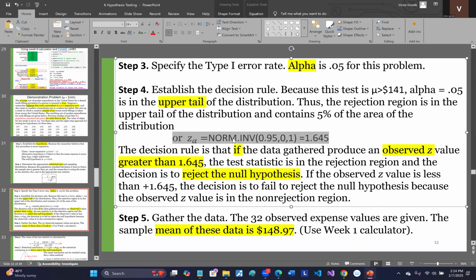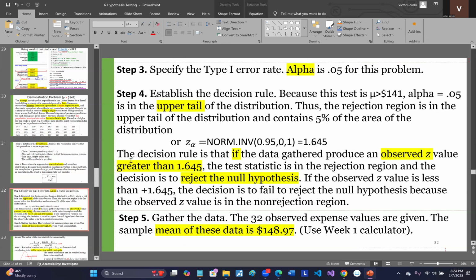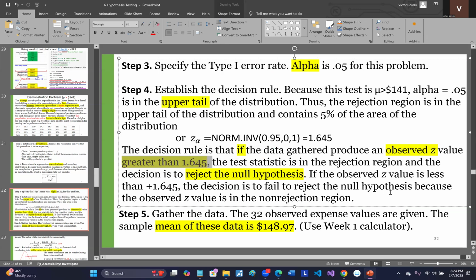The decision rule is that if the data gathered produce an observed Z value greater than 1.645, the test statistic is in the rejection region and the decision is to reject the null hypothesis. If the observed Z value is less than plus 1.645, the decision is to fail to reject the null hypothesis because the observed Z value is in the non-rejection region.